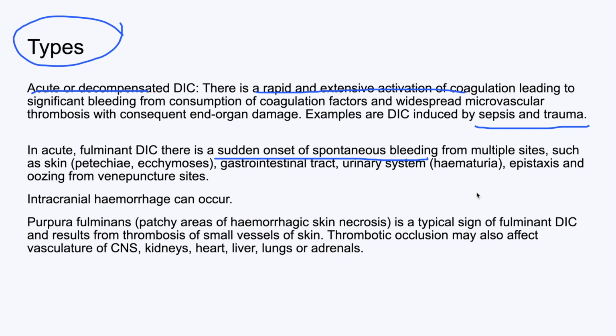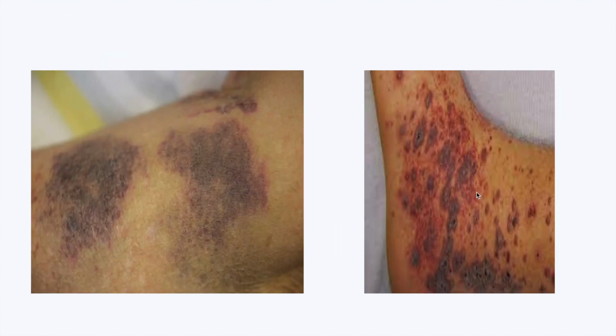Then there is a condition known as purpura fulminans. If you can see over here, there is an area where there is bleeding under the skin. This is known as purpura fulminans, and this is an indicator of DIC in a person.